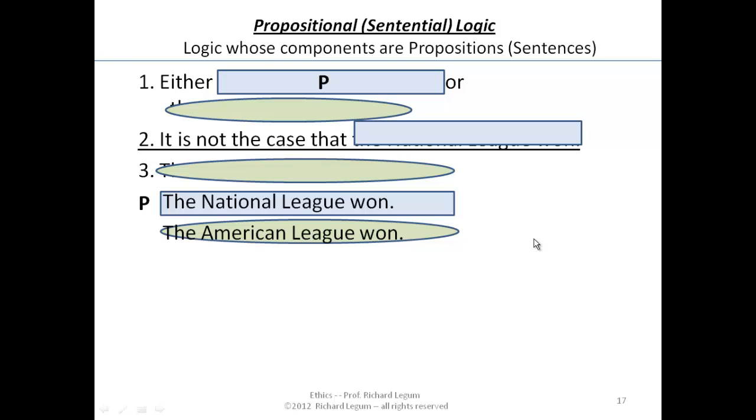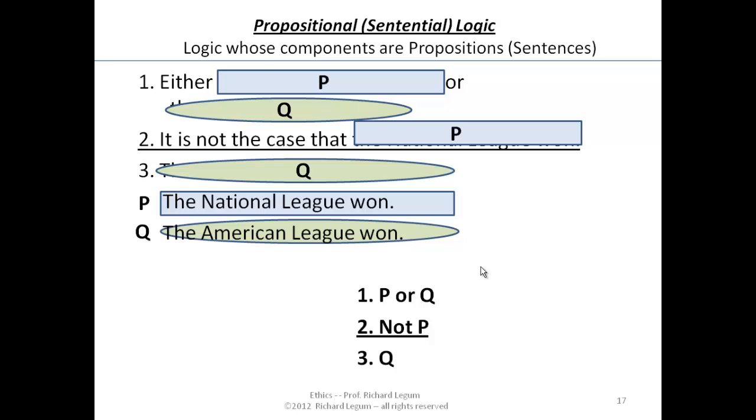The way we're going to do that is, last time we replaced predicates with letters. This time we're going to use capital letters, P, Q, R, S, and T, probably. We probably won't get anywhere near that for our sake. But P is going to represent individual sentences or propositions. So P is going to be the National League won, and we're going to substitute it in both cases. Q is going to be the American League won, the green ellipse, and Q is going to replace that. Now we see that the inference is: P or Q, not P, therefore Q.